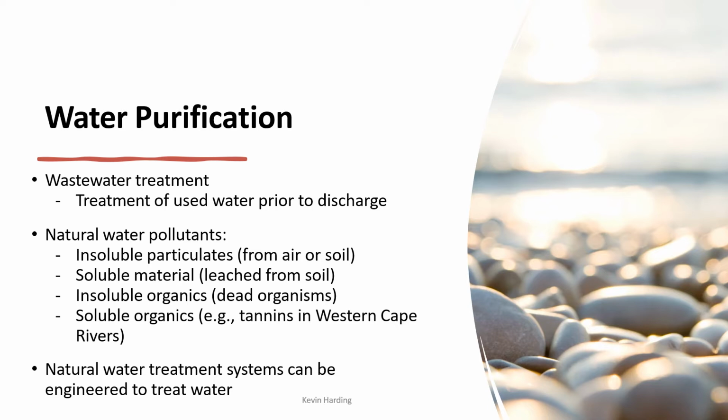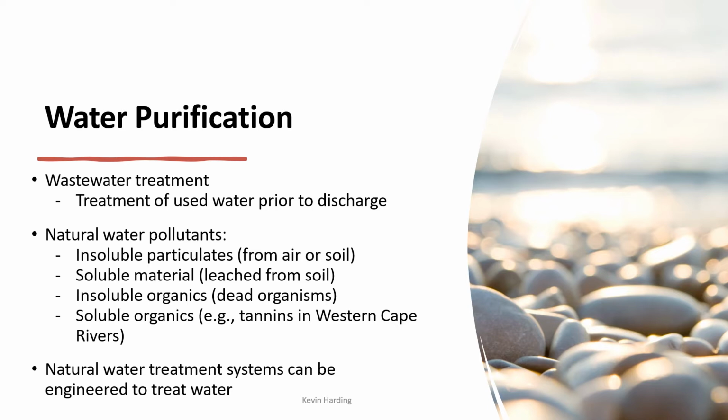You're also going to get natural water pollutants in some water systems. So those could either be from the soil or air. They could be things that leach out from the soil itself. They could be organics, so dead organisms on that slide there refers to both plants and animals. So there are going to be a lot of insoluble organics coming from algae and water-based plants, as well as things that are outside of the plants.